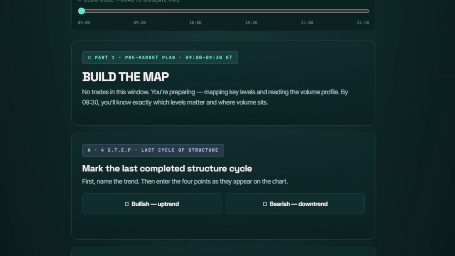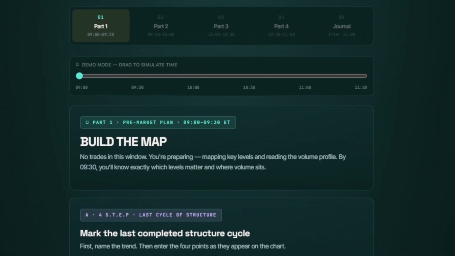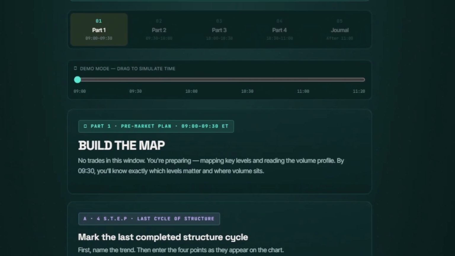So let's break this down. First, we want to build the map. We want to build the map. Right now we are on part 1, just over here. This is between 9 and 9:30 Eastern, so this is your pre-market plan.